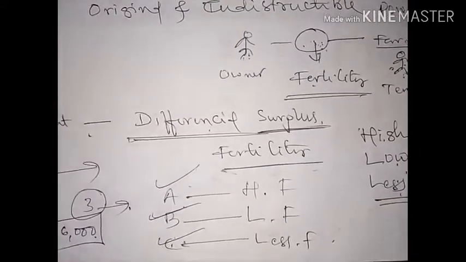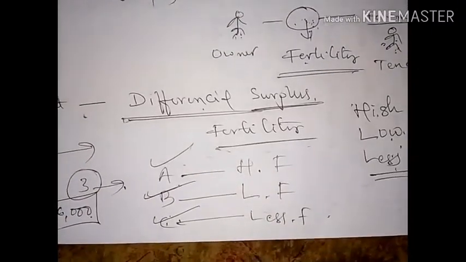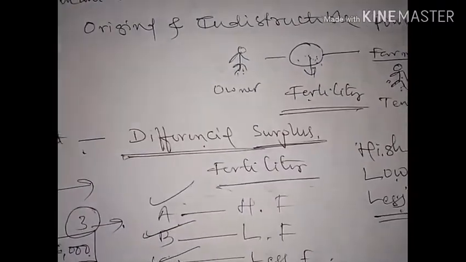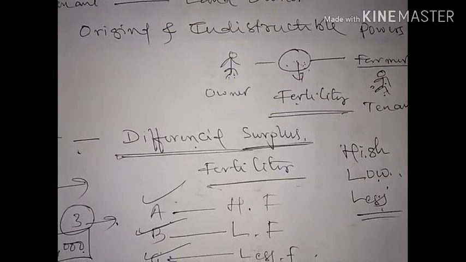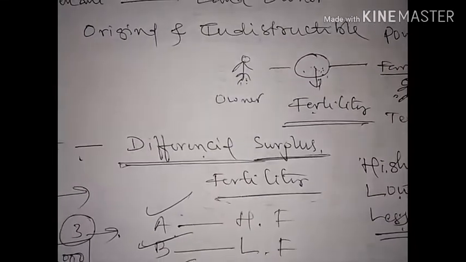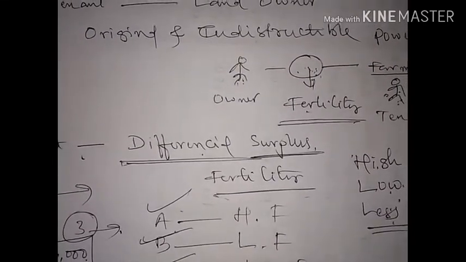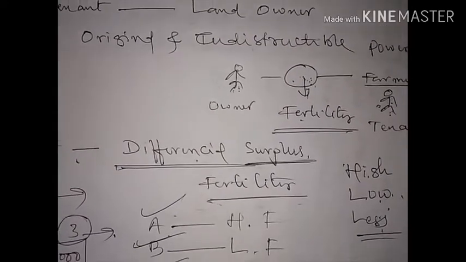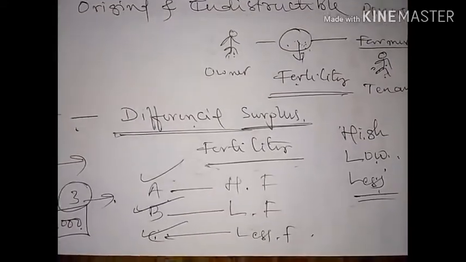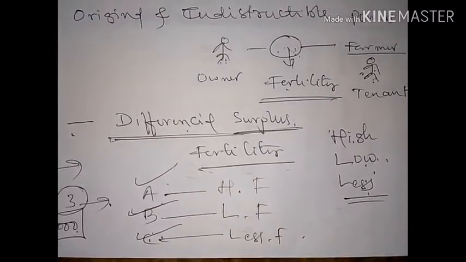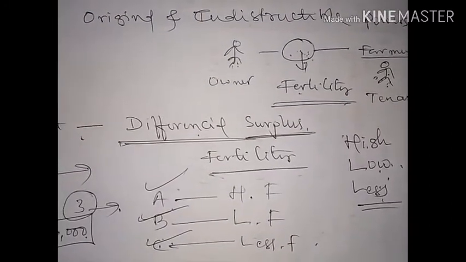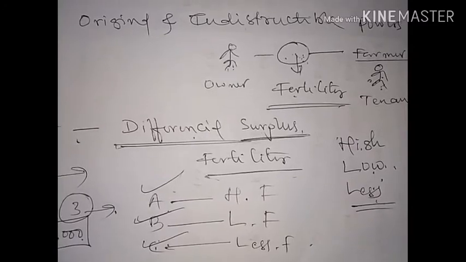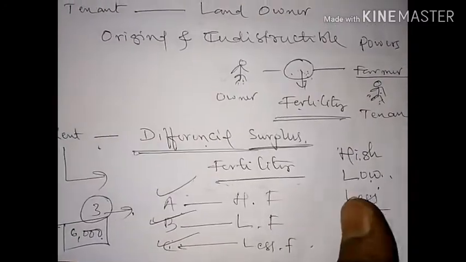Moreover, it is assumed that there is perfect competition, and this is applicable in the long period. So when there is a perfect competition, there the price of that commodity will be equal to the cost of production. So based on these assumptions, we are going to understand how the rent arises because of the differences in the fertility of land according to David Ricardo.